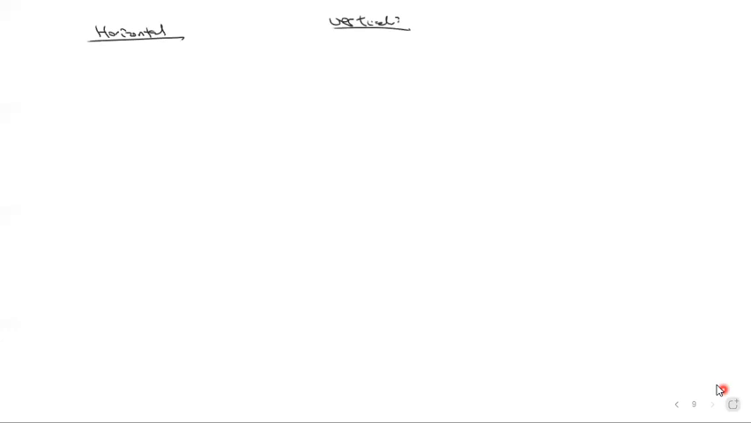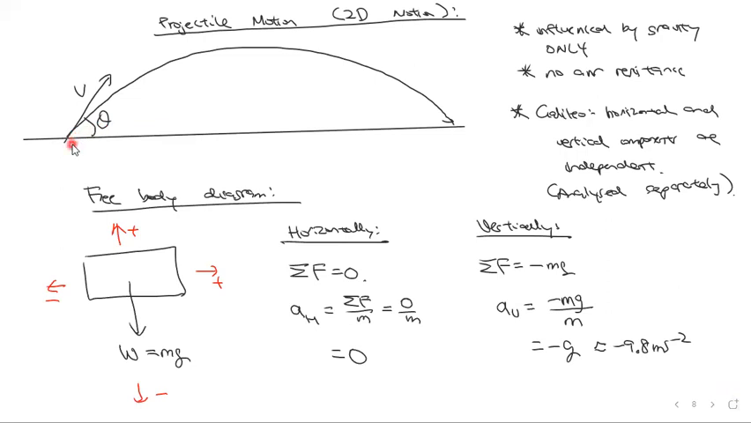So horizontally, we know that acceleration horizontally, which often in physics we'll write as ax, is 0. The acceleration vertically, which we'll often denote by ay, is negative g. So with that in mind, we now need to figure out what the velocity is and what the displacement is. And that's what we want to do.